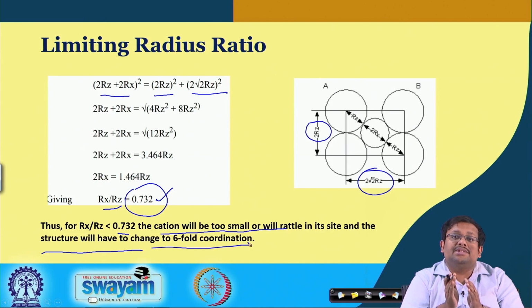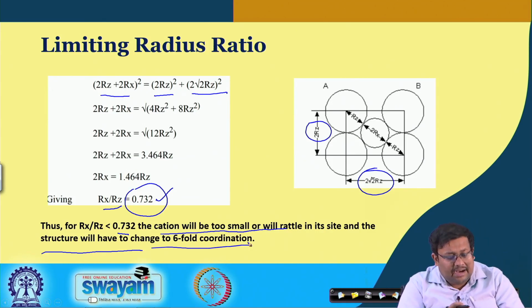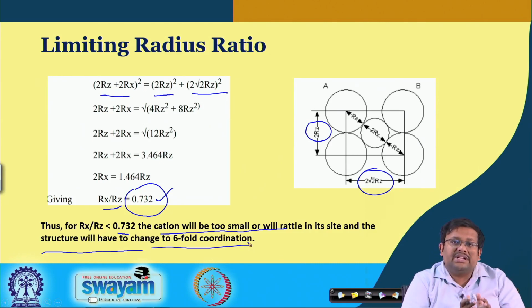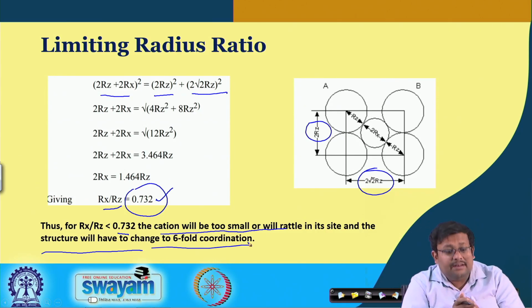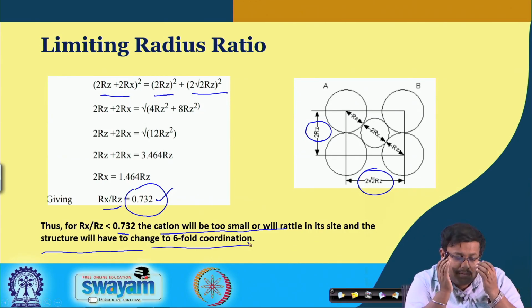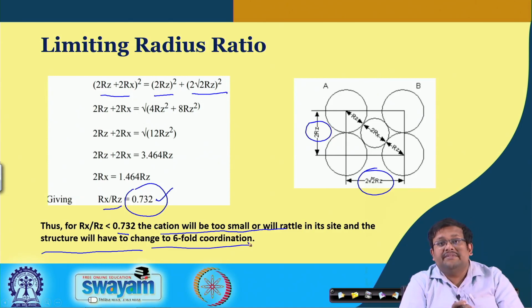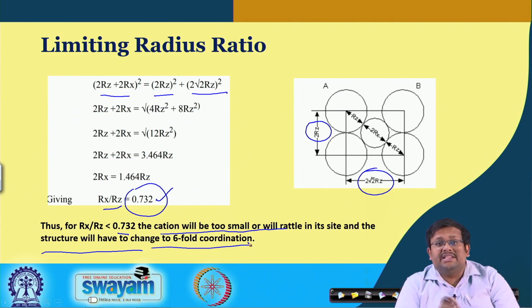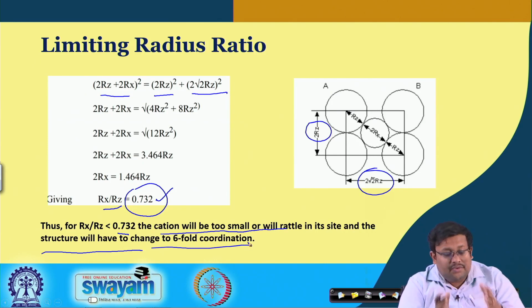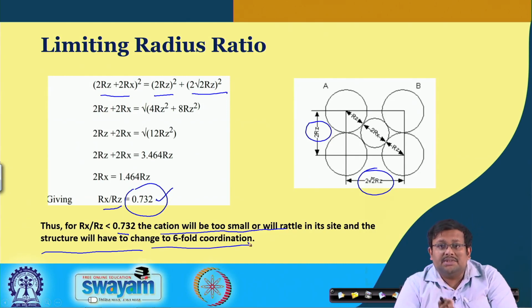So, if the radius ratio goes below a certain limiting no rattle limit, then the coordination will change from one form to another form. So, again, when the radius ratio goes below 0.732, the 8-fold coordination will change to 6-fold coordination. So, we have seen how 12-fold coordination will change to 8-fold coordination to 6-fold coordination.